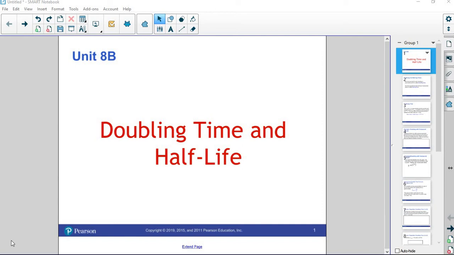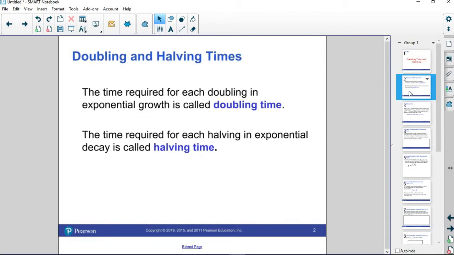This is Unit 8B, Chapter 8, Section B, doubling time and half-life. We talked about exponential growth and decay in the 8A video as part of our linear versus exponential information. This is a specific type of exponential growth and decay. The time required to double during exponential growth is called the doubling time. The time required to halve, or cut in half, is called the half-time.